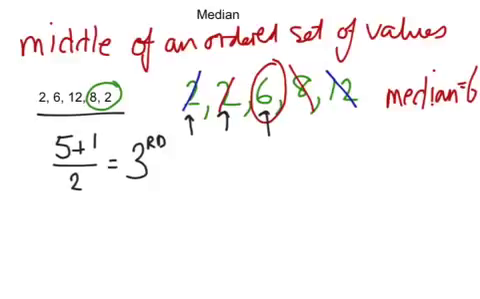And this little formula here of n plus 1 divided by 2 is particularly helpful when we have a long or a large set of data. N stands for the number of values. We add 1 divided by 2, and that will tell us where the middle is.